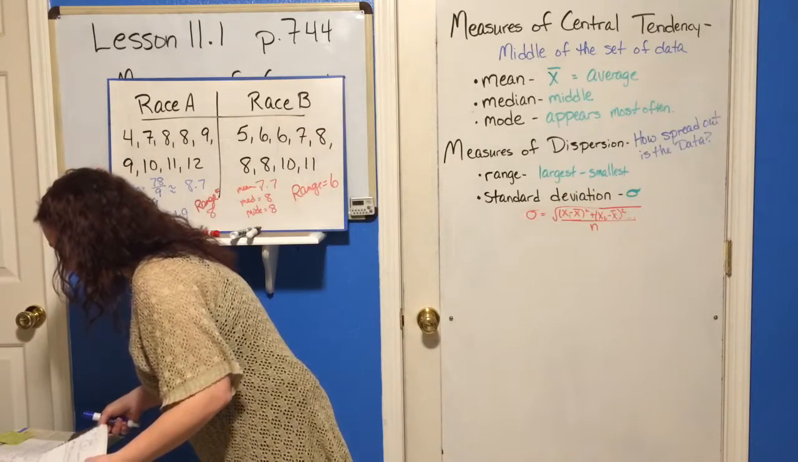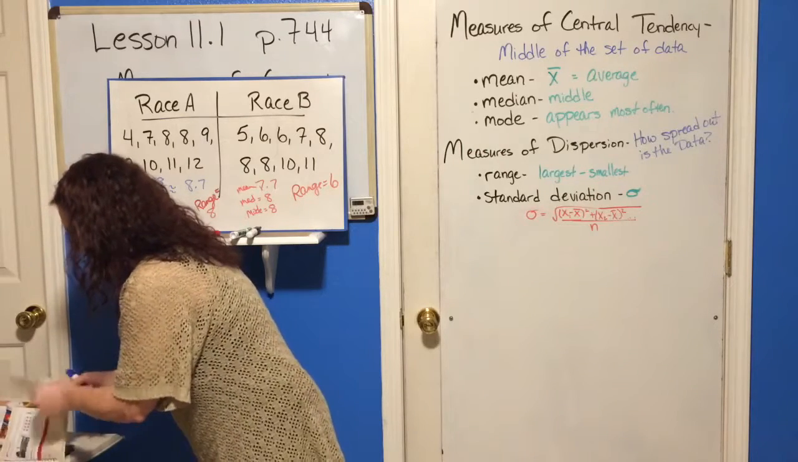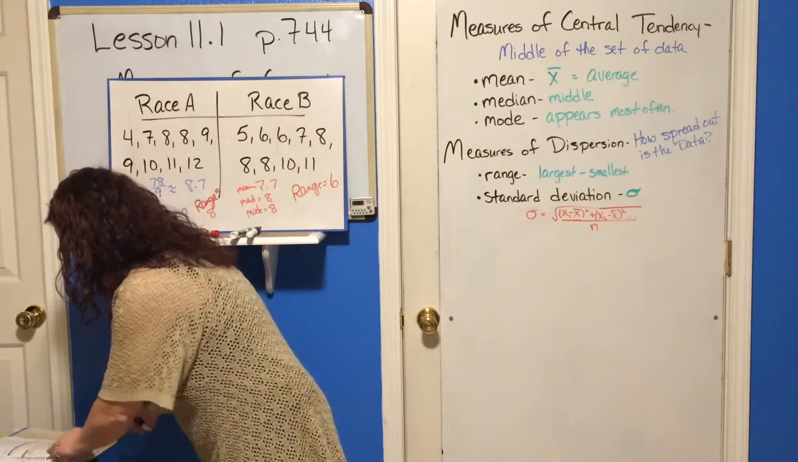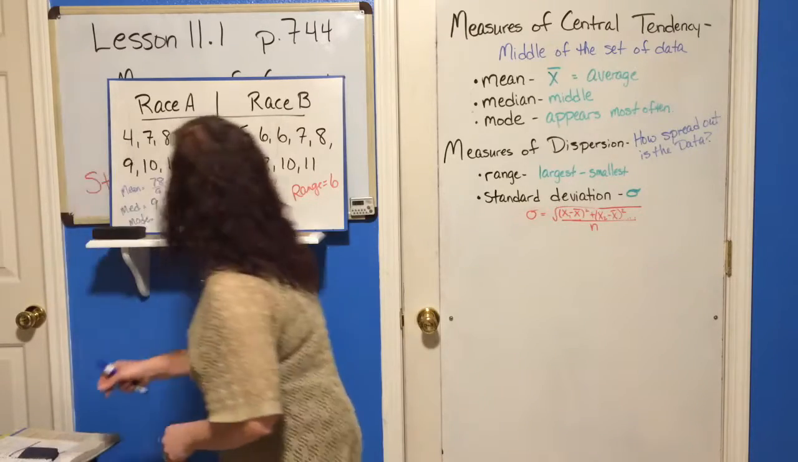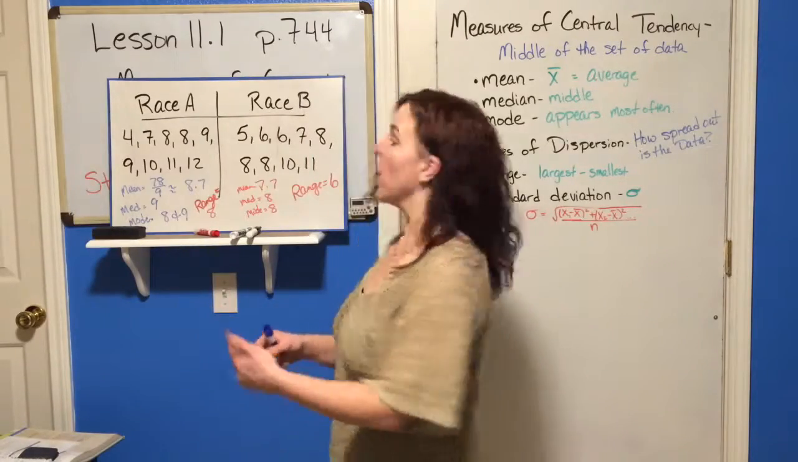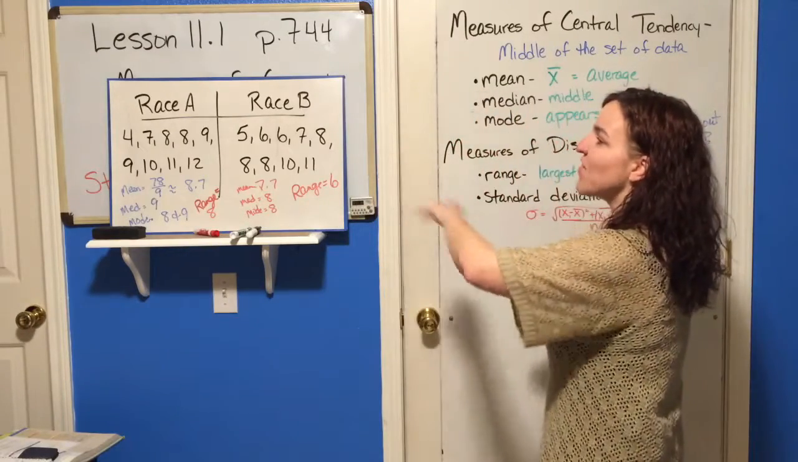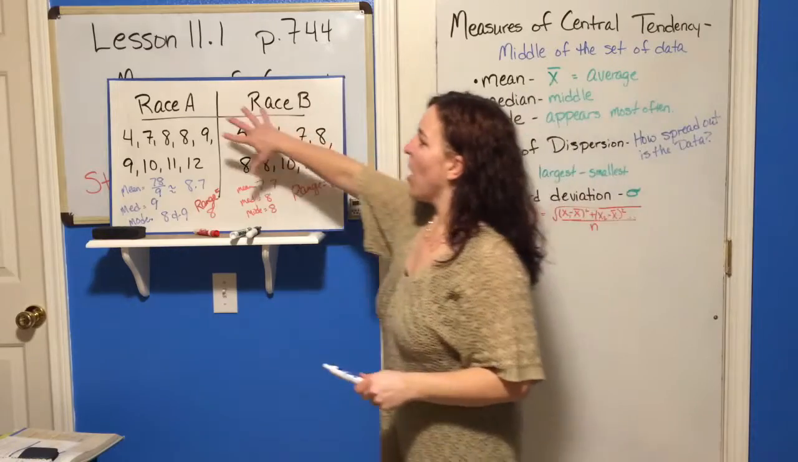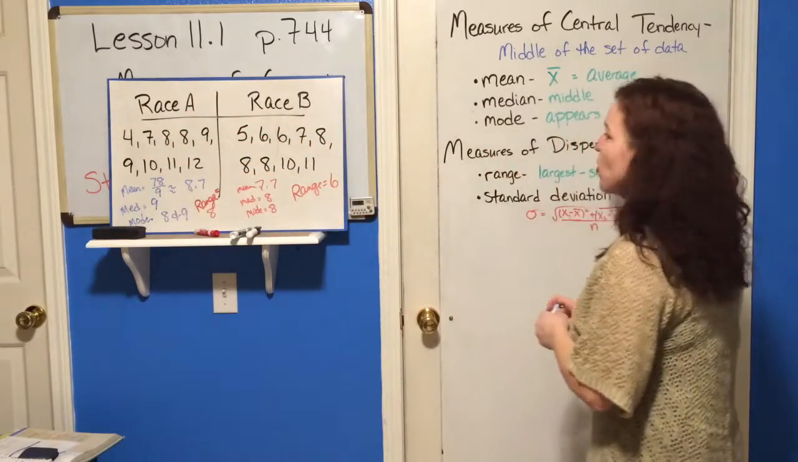I'm just realizing that I got the final answer, but I didn't get the, well, we'll just do it together. Here we go. Ready or not? All right. So let's find the standard deviation of the set of data from race A. So what you're going to do is this.